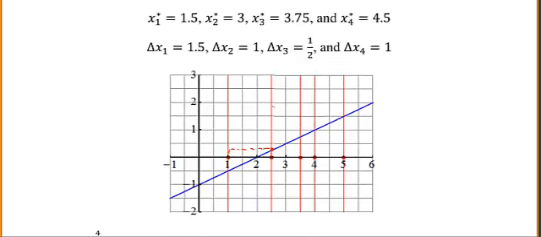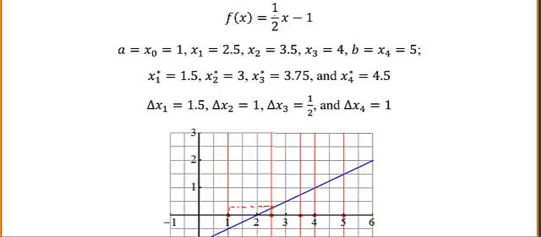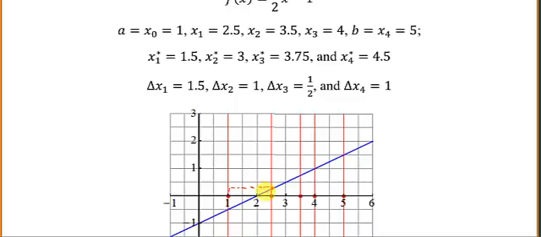All right, and let's see, what was our function? It was 1/2 x minus 1. So if this is 1.5, f of x sub 1 star is f of 1.5, which is f of 3/2, which is 1/2 times 3/2 minus 1. That's 3/4 minus 1, negative 1/4.